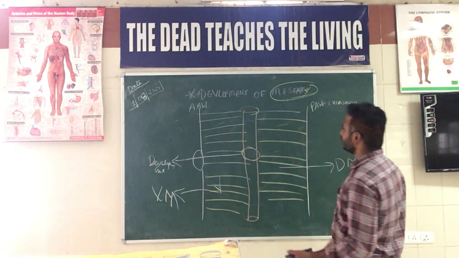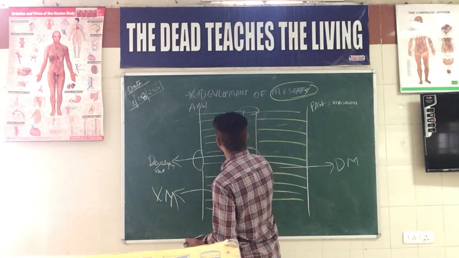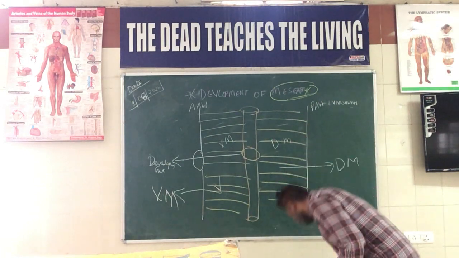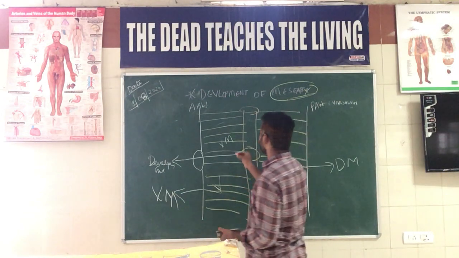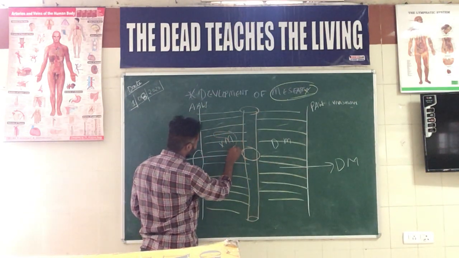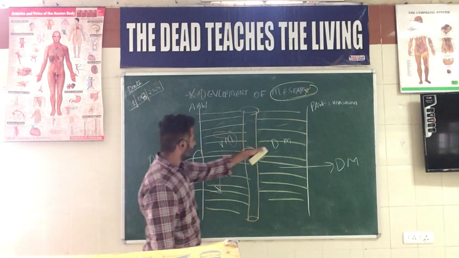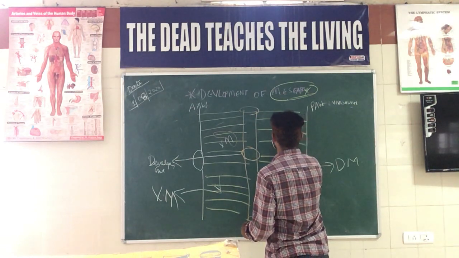So what are the different structures which are developing from the ventral mesentery, and what are the structures which are developing from the dorsal mesentery? From the ventral mesentery, you can see the developing liver. Liver will be developing from the ventral mesentery. From the dorsal mesentery, we will be seeing the developing spleen.